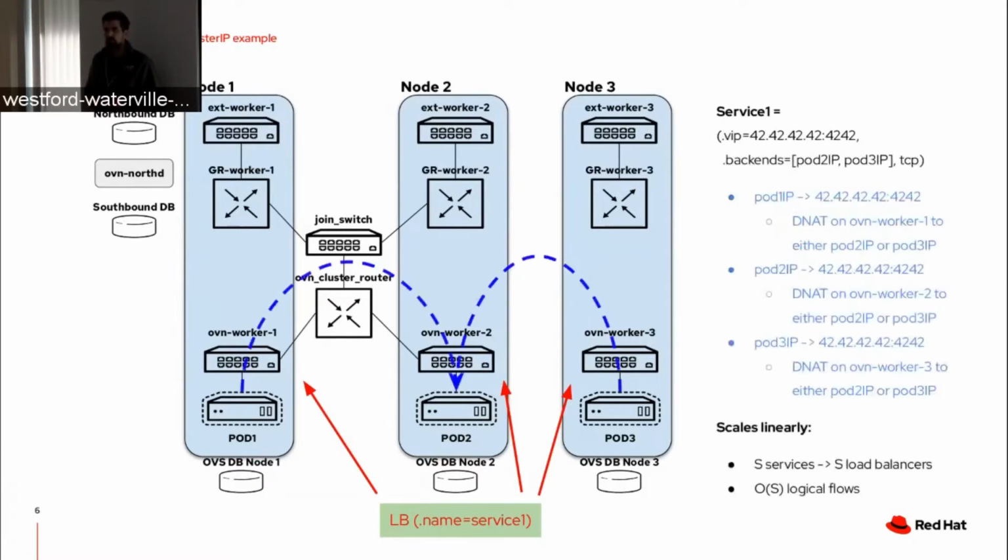And that's good because it scales linearly. It allows us to translate S Kubernetes services to S load balancers, and we use O of S logical flows.